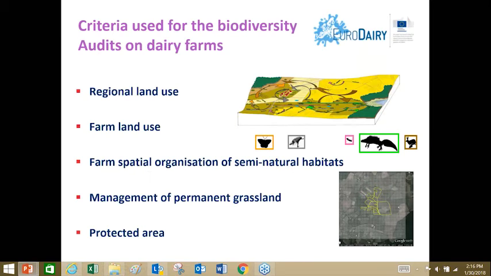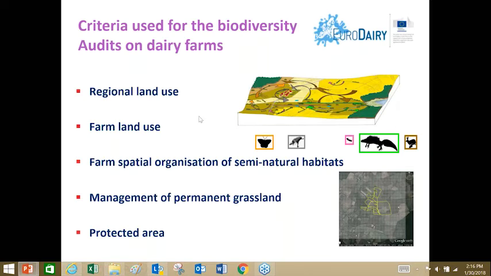Now, based on these very big principles, we've built some criteria that have been used for the biodiversity audits on dairy farms within the EuroDairy project. And these criteria are regional land use and farm land use. So the idea, in fact, is shown on this map here. The idea is to try and compare the land use mosaic on the farm to the land use mosaic of the region to see whether the farm improves the landscape of the region or not, allowing the movement and displacement of little animals, in fact.